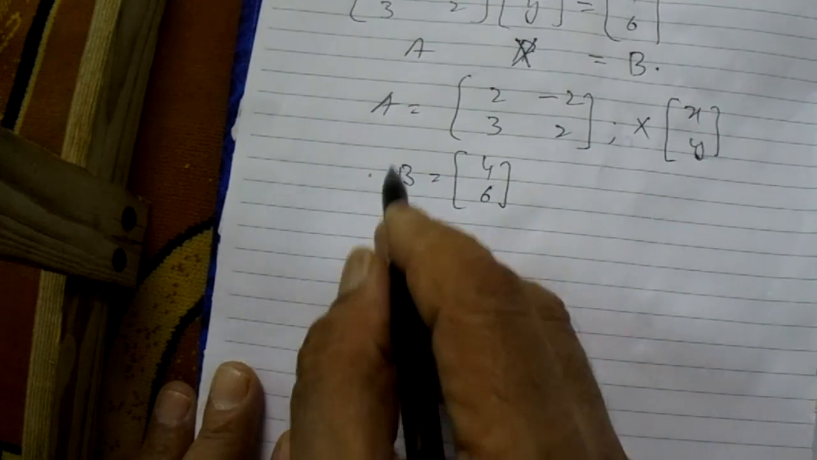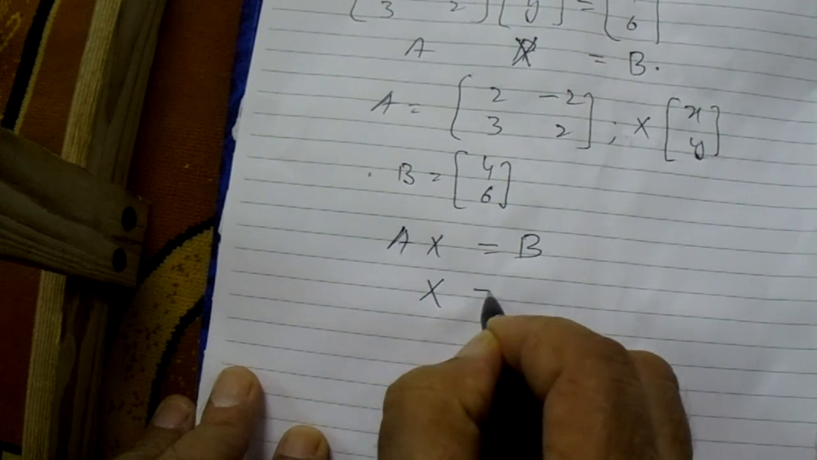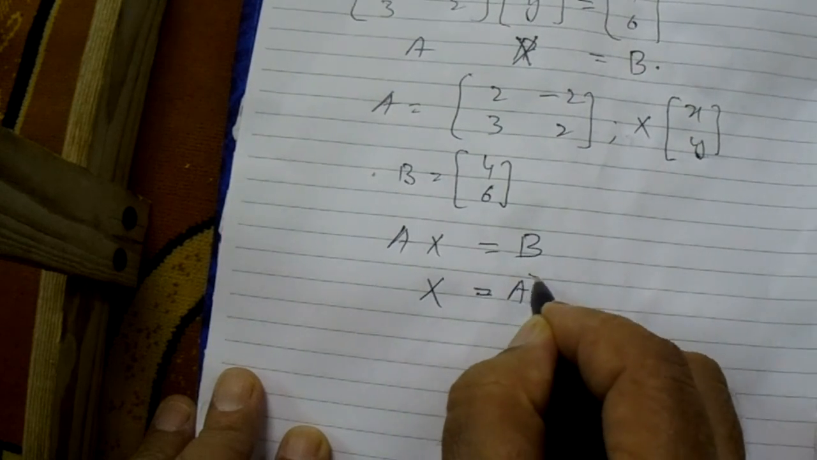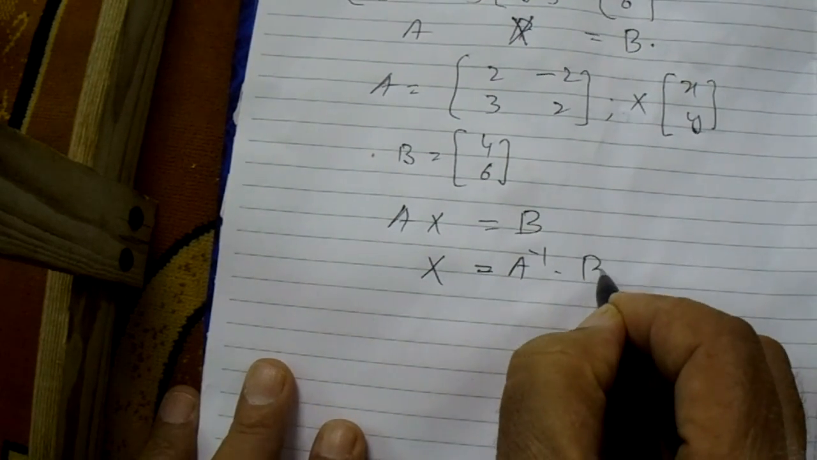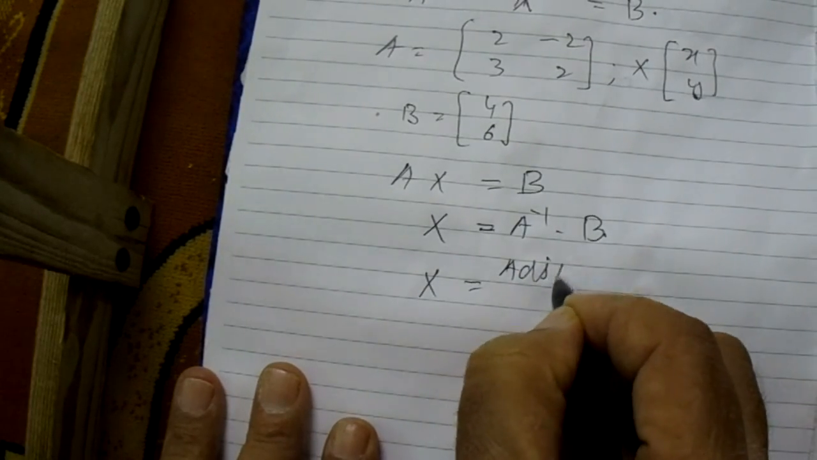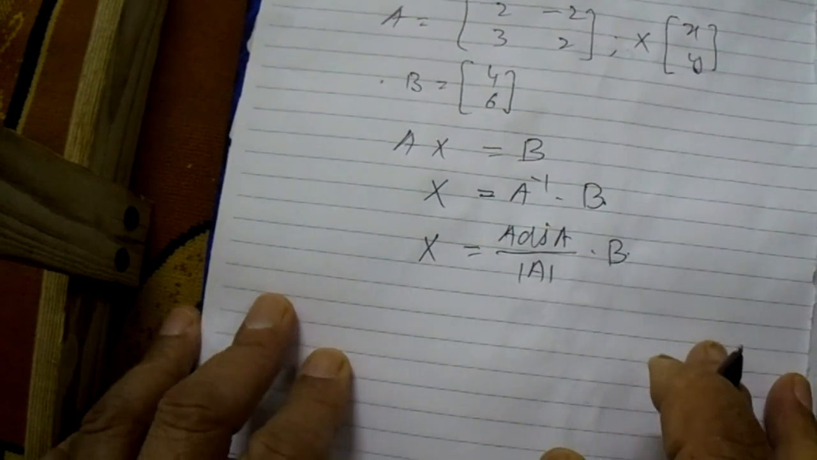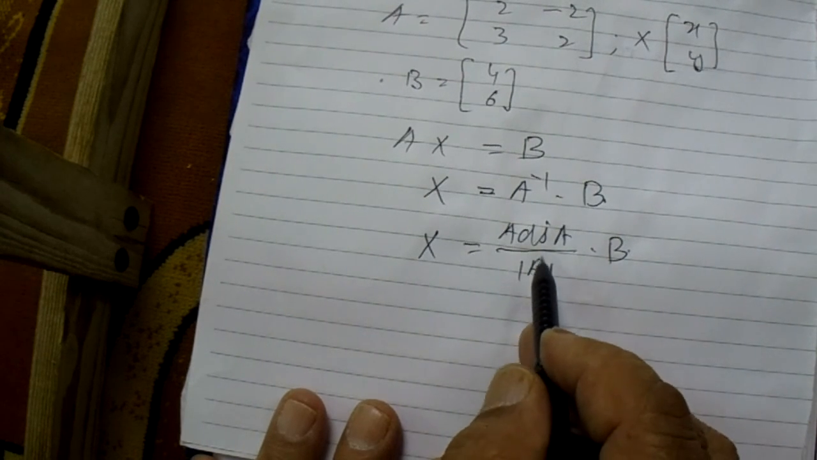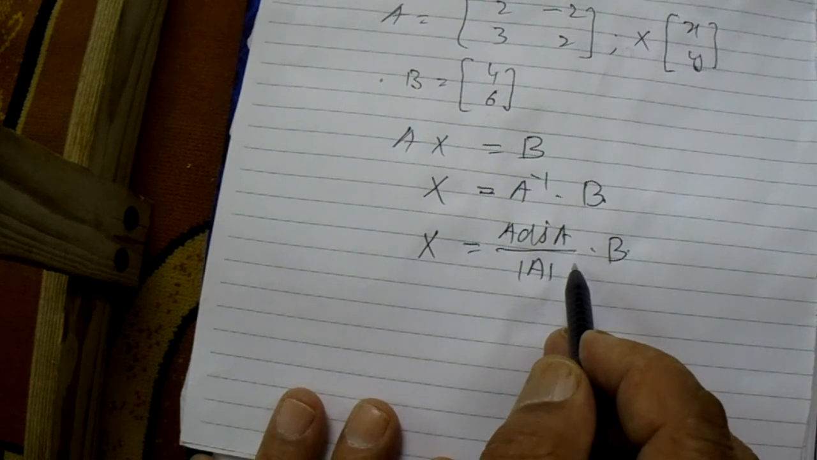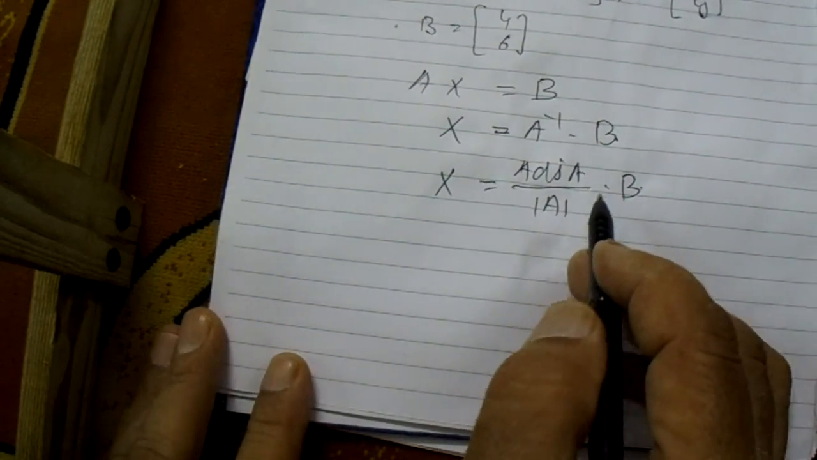Now from AX is equal to B, X is equal to A inverse multiplied by B on the right hand side. We know that A inverse is equal to adjoint A over determinant A, multiplied by B. It means we will first find determinant A, then adjoint A, and we put these values in this formula and get the solution for x and y.